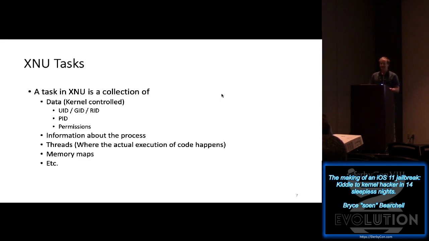So a task in XNU is very analogous to the EPROCESS structure inside of Windows. It's a collection of everything that the kernel needs to know about a program to run it. So like the state, where it lies, what permissions it has, where its memory is mapped, is it memory mapped, or is it paged down. So it's just a collection of data surrounding a process, and it's all built out in a nice little struct that we'll see later.